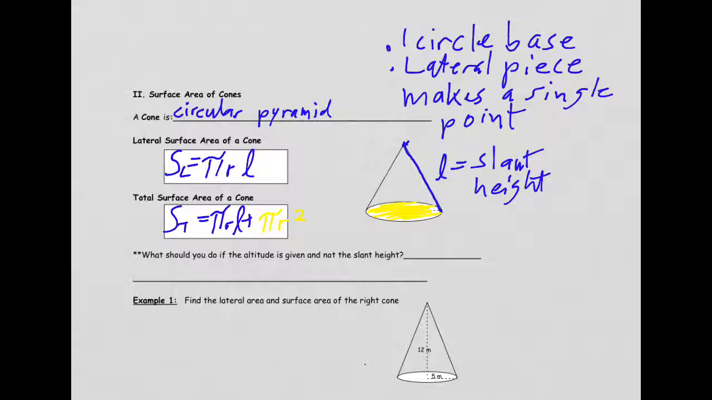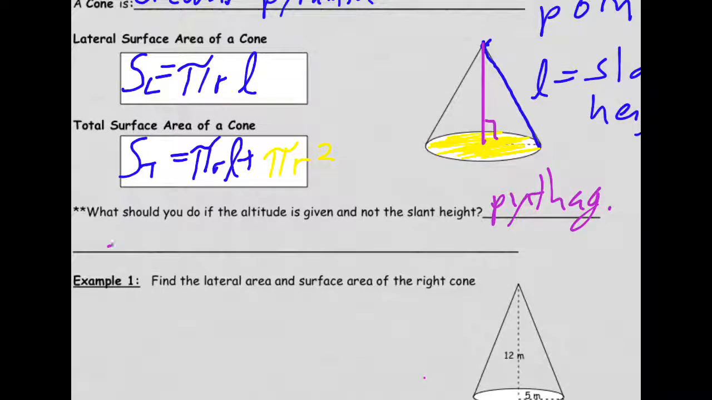What should you do if the altitude is given but not the slant height? If I have the altitude but they don't give me the slant height, I still have a 90-degree triangle. So I'm going to use Pythagorean, where my slant height squared equals my radius squared, that bottom of the triangle, plus my altitude squared. And of course, this is the altitude.